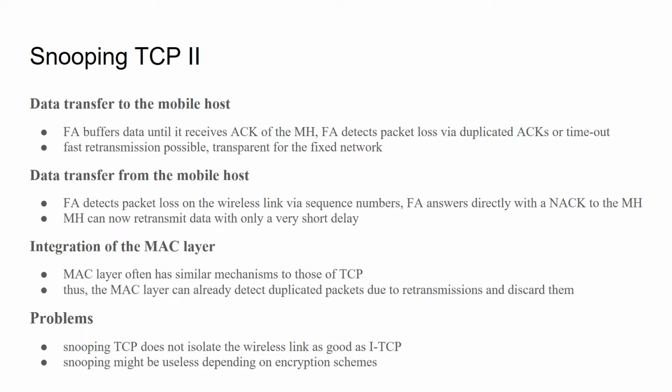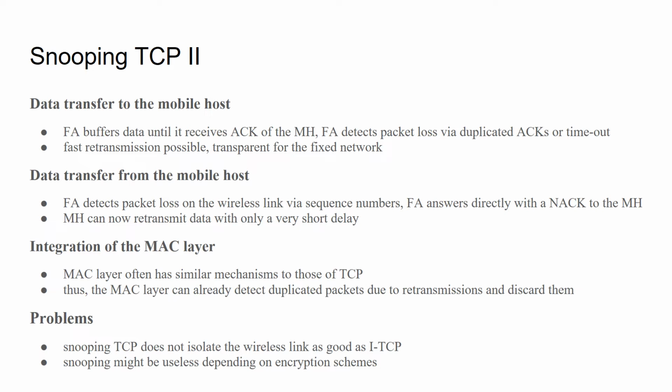So next topic is snooping. There are four types of data transfer: data transfer to the mobile host, second one is data transfer from the mobile host, and integration of the MAC layer, and what are all the problems we have in snooping. So first one is data transfer to the mobile host. FA is nothing but a foreign agent. Foreign agent buffers data until it receives acknowledgement of the mobile host. MS is nothing but mobile host.